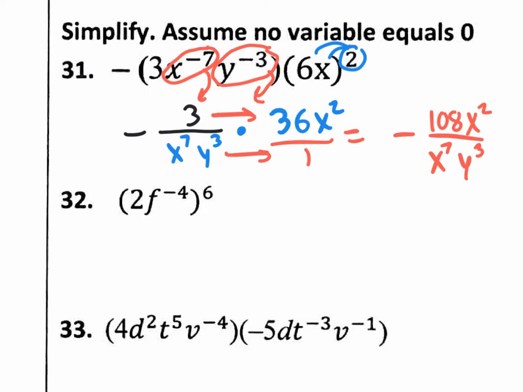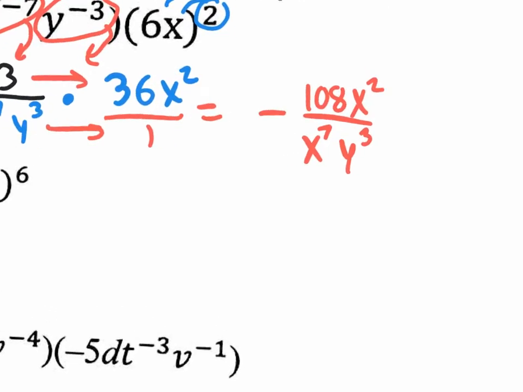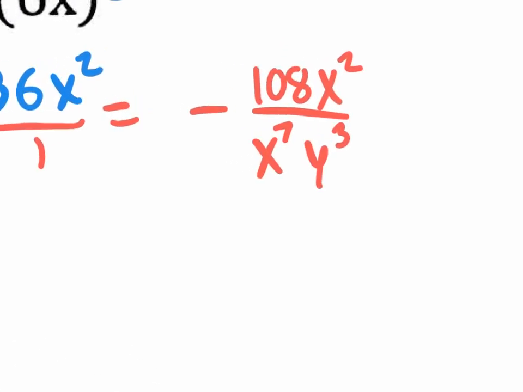So for our final step here, we need to cancel out x's. So let's cancel out these 2 x's, completely cancel out with 2 of the 7, and you will have 5 left. There's our final answer, negative 108 over x to the 5th y to the 3rd.